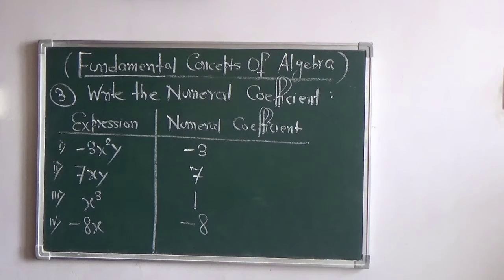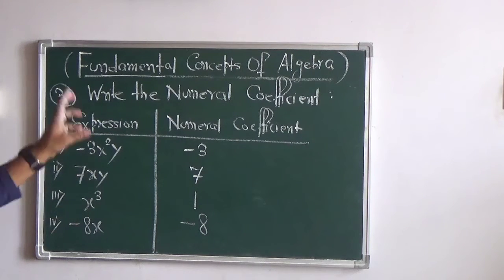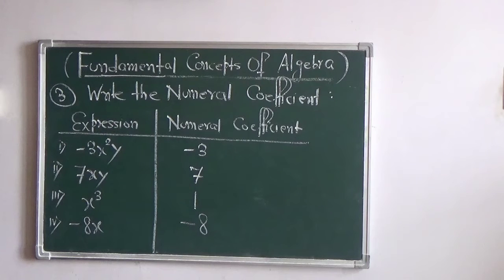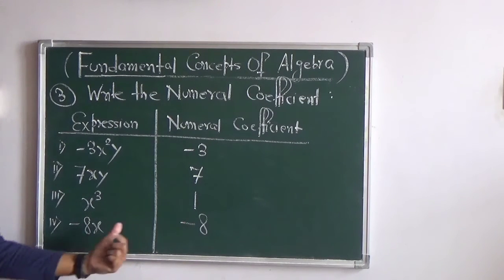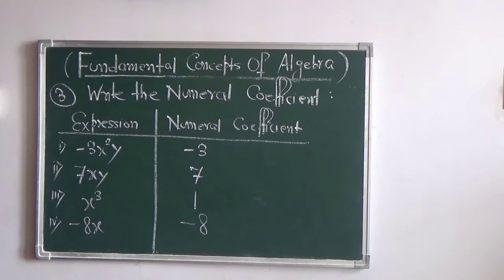So always remember, you won't be attaching a negative sign to the variable. The negative sign, if it is present in the expression, will be along with the constant term. For example, in minus 8x, the constant will be minus 8, not 8. Okay. So now moving on to the next question.